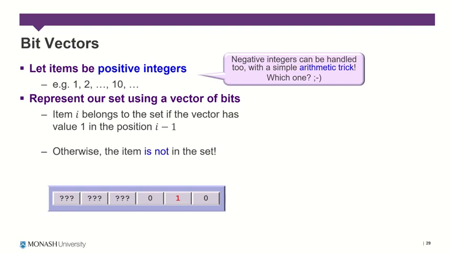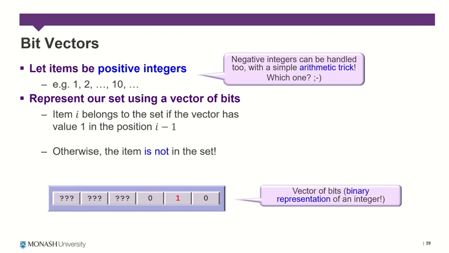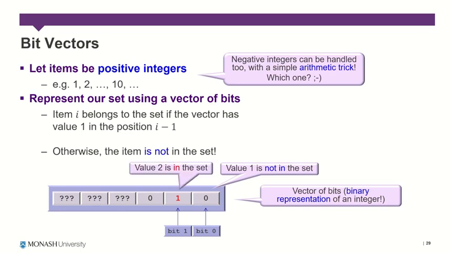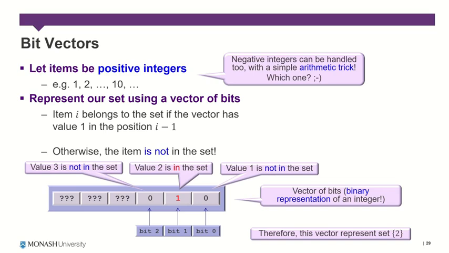Let's look at our example here with our vector of bits, and we can represent that using a binary representation of an integer. If we look at value 1, we do 1 minus 1, which is bit 0, and because it's 0, it's not in the set. If we look at bit 1, which is looking at 2, the value 2 is in the set because its value is 1. The value 3 is not in the set because 3 minus 1, which is bit 2, is equal to 0. So the vector represents a set with a single item, 2, in it.